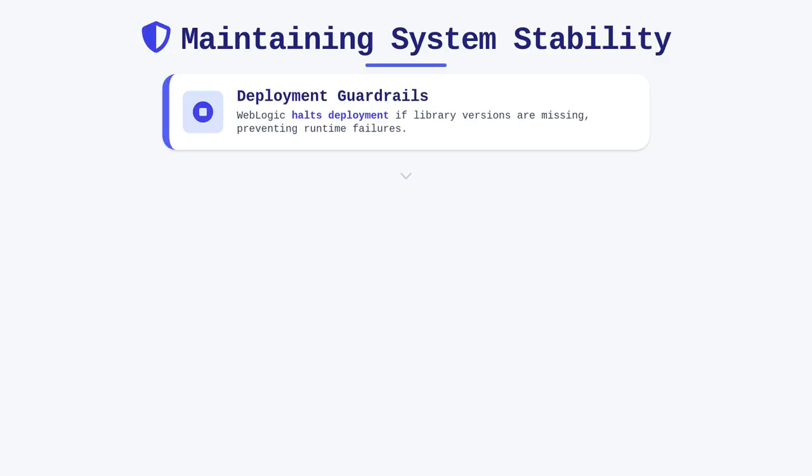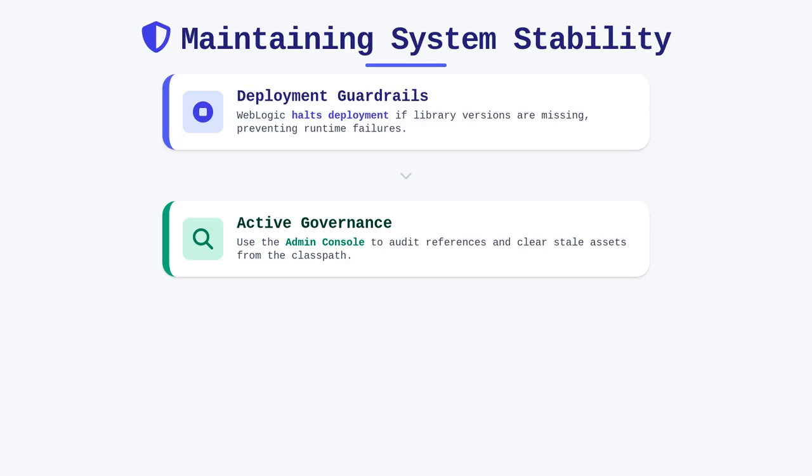Maintaining system stability requires meticulous management of these explicit version dependencies and runtime class paths. If you attempt to deploy an application that requests a version of a library that does not exist in the target domain, WebLogic will halt the deployment process, preventing a runtime failure that would be far harder to diagnose.